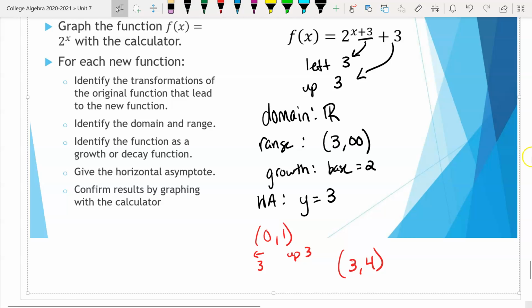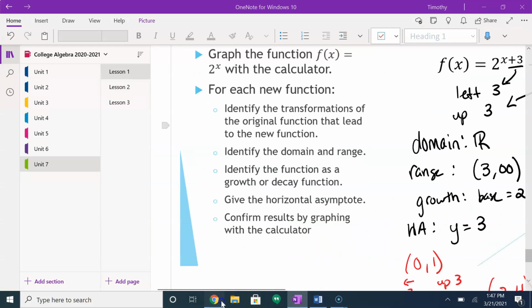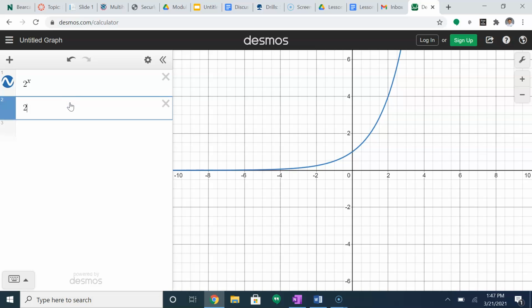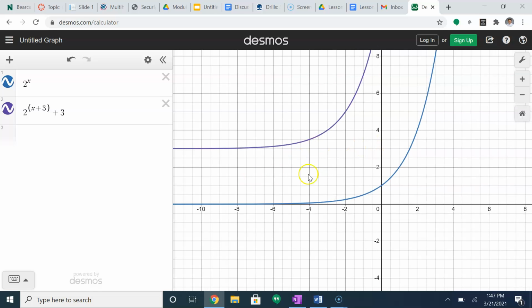So I'm going to go back to it. Say 2 to the x plus 3, and then put plus 3 at the end. So notice it moved your horizontal asymptote to y equals 3. We took 0, 1. It should now be at negative 3, 4, which is right here. And that's, again, just a good marking point for you to know what you did first.